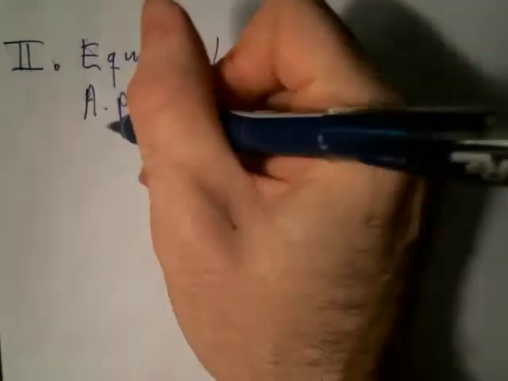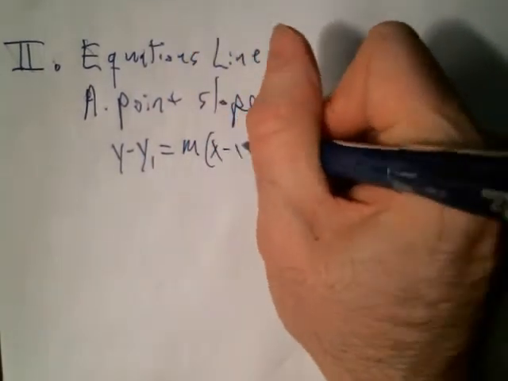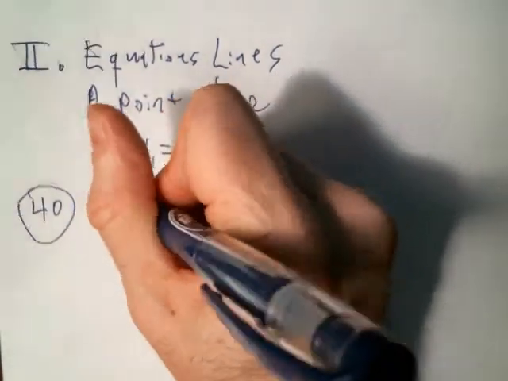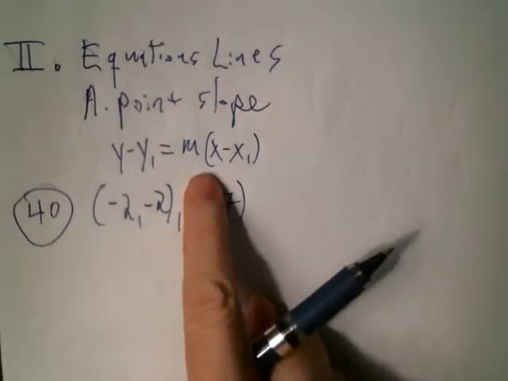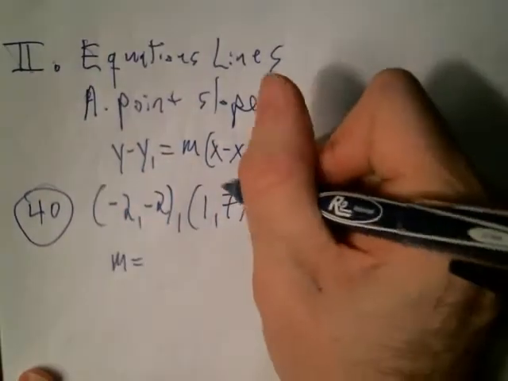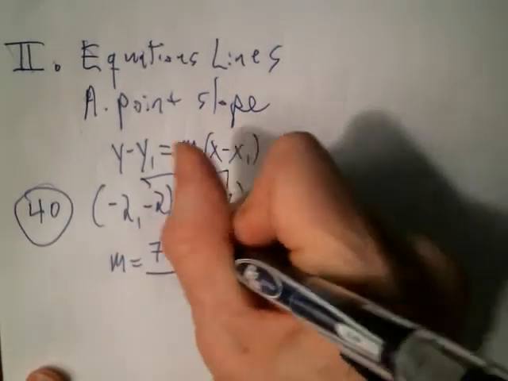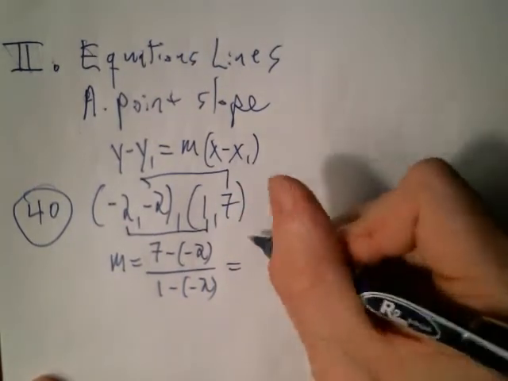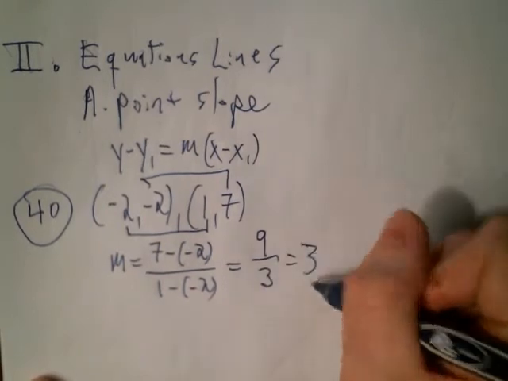And you should have this equation memorized. y minus y1 equals m times x minus x1. So for example, if I give you a set of points on our next quiz, you should be able to generate an equation of a line based off those points. So let's take a look at the slope. 7 minus negative 2 all over 1 minus negative 2 gives you 7 plus 2, 9, all over 1 plus 2 is 3, so the slope is 3.